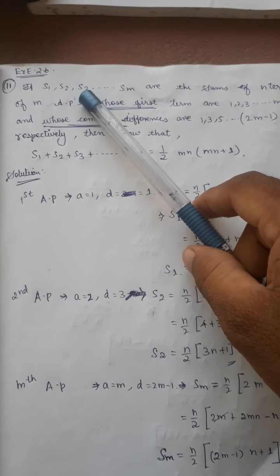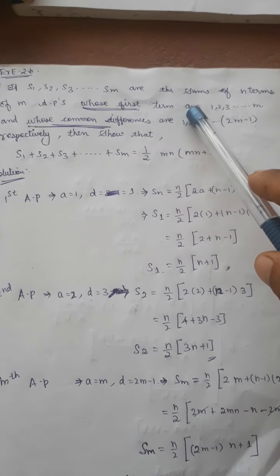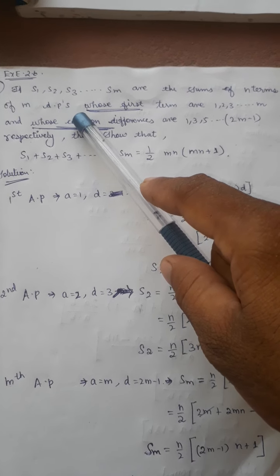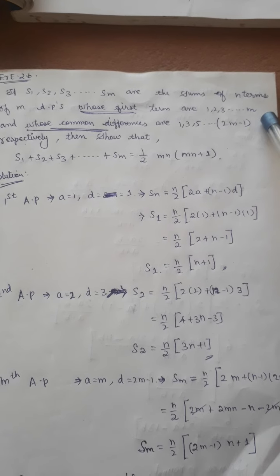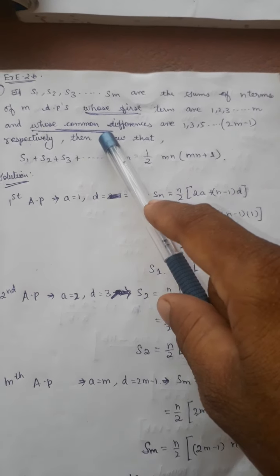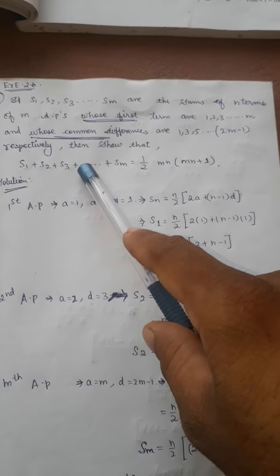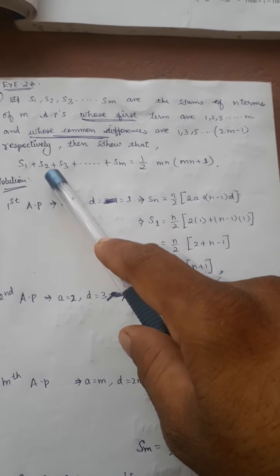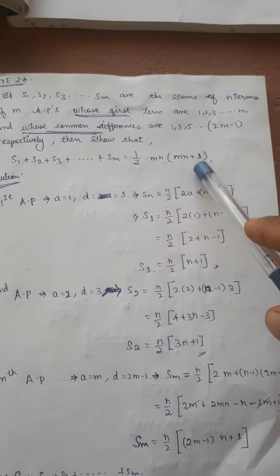So the 11th question: if S1, S2, S3, etc., Sm are the sums of n terms of m APs, whose first terms are 1, 2, 3, etc. up to m, and whose common differences are 1, 3, 5, etc., 2m minus 1 respectively, then show that S1 plus S2 plus S3 etc. plus Sm equals 1 by 2 mn plus 1.